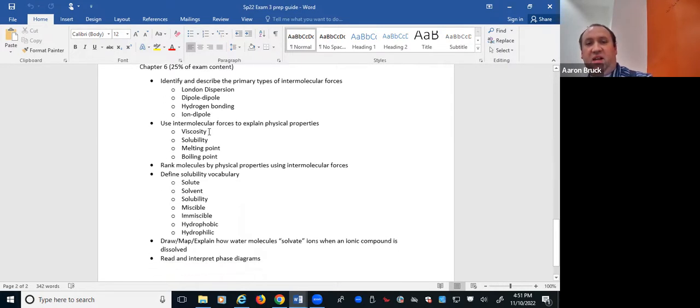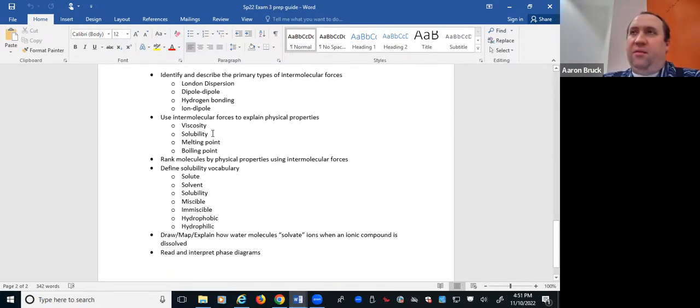In chapter 6, you just took a quiz over it. Intermolecular forces, knowing the differences between the forces. Being able to use an understanding of those forces to explain, hey, I've got 2 compounds here. This compound has dipoles because it's polar. This one has no polarity, so it just has London forces. What should I expect of that? Which one's going to have a higher viscosity? Which one's going to have a lower boiling point? Those kinds of things.